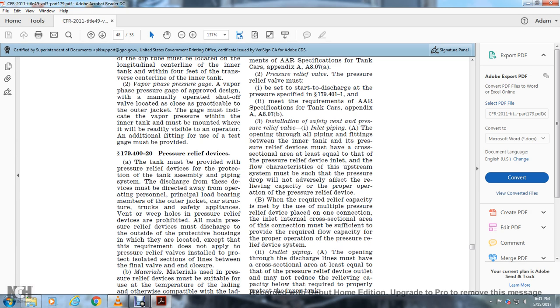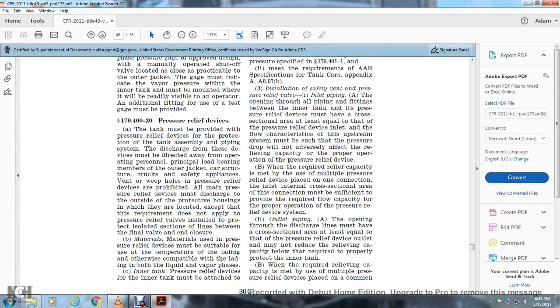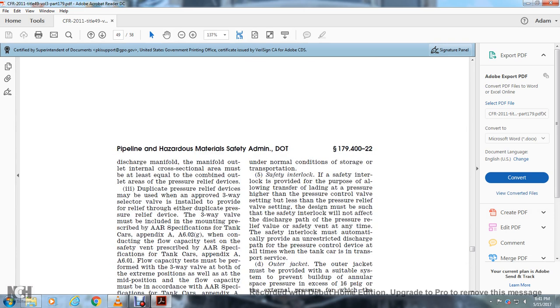B. When required relief capacity is met with the use of multiple pressure devices placed on one connection, the inlet internal cross-sectional area of the connection must be sufficient to provide the required flow capacity for the proper operation of the pressure relief device system. 2. The outlet piping. The opening of the discharge line must be at least equal to the cross-sectional area of the pressure relief device outlet, and may not reduce the relieving capacity below that required to properly protect the inner tank. When the required relieving capacity is met by use of multiple pressure relief devices placed on a common discharge manifold, the manifold outlet internal cross-sectional area must be at least equal to the combined outlet area of the pressure relief devices.